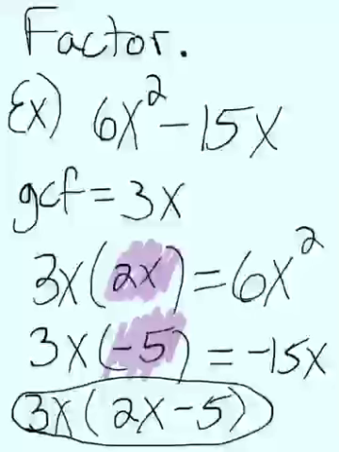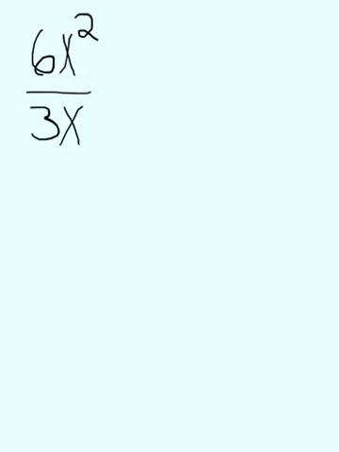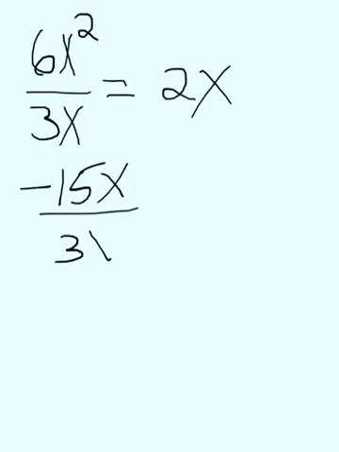Now there's a second way to accomplish that, and you're really doing the same thing, it's just a different way of thinking about it. And that is, instead of asking the question, what do I multiply by, we say, hey, what happens when I take 6x squared divided by the GCF? So 6x squared divided by 3x would just be 2x. 6 divided by 3 is 2. X squared over x is x. And the same thing with the minus 15x over 3x.